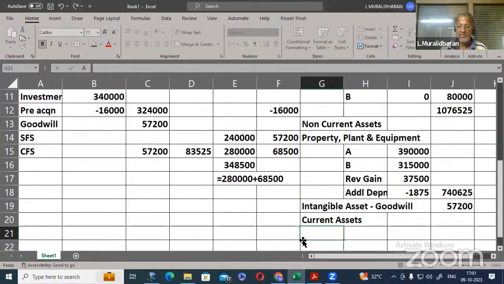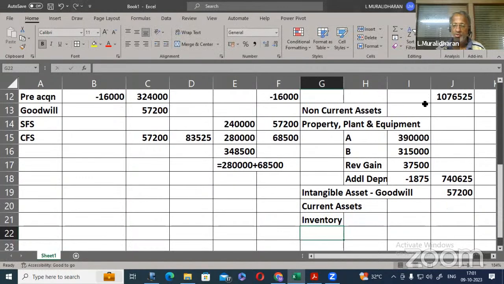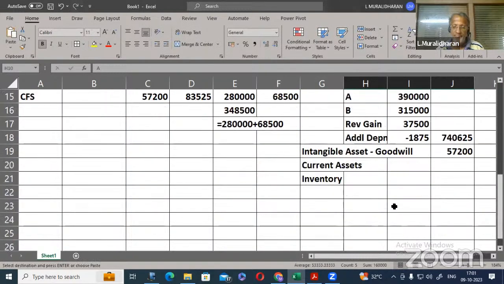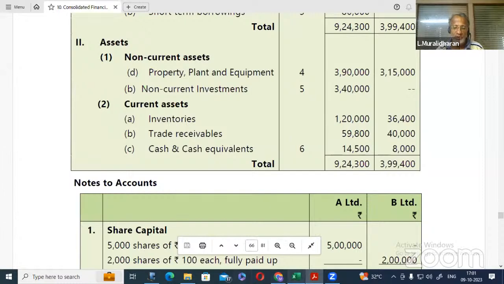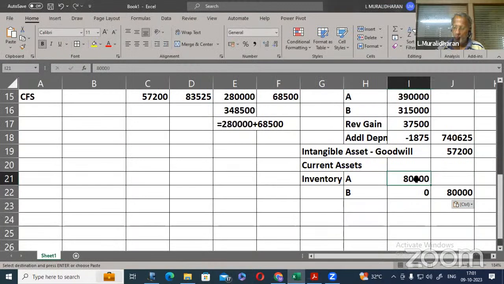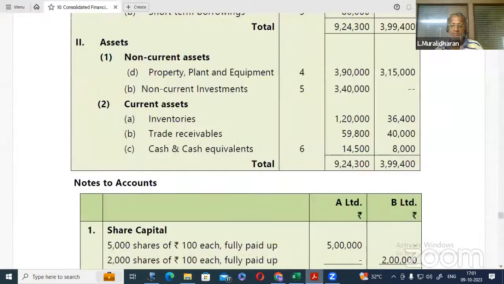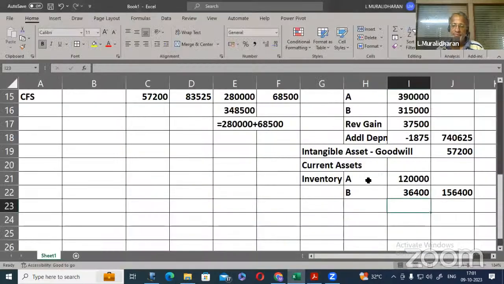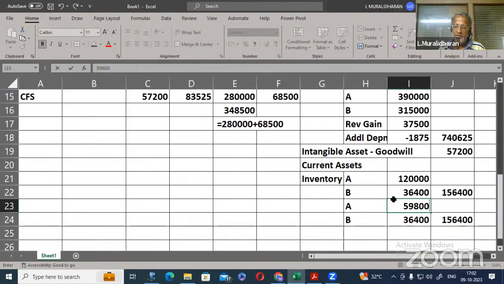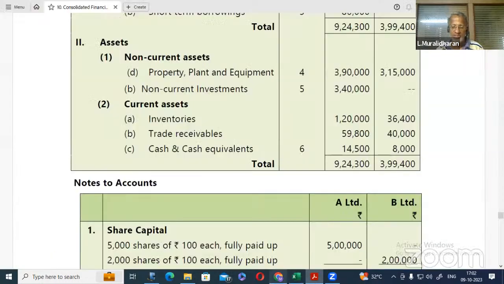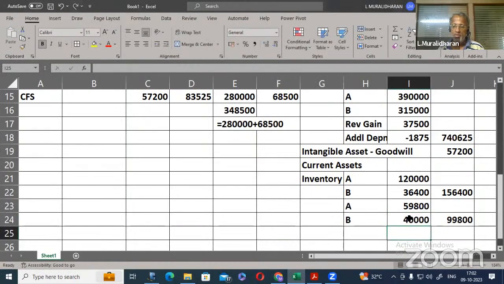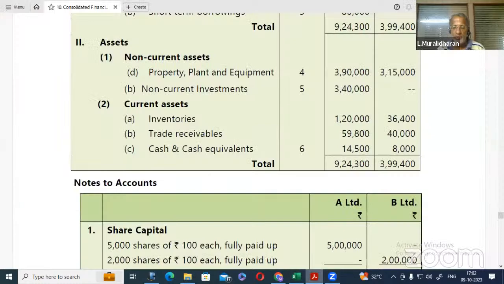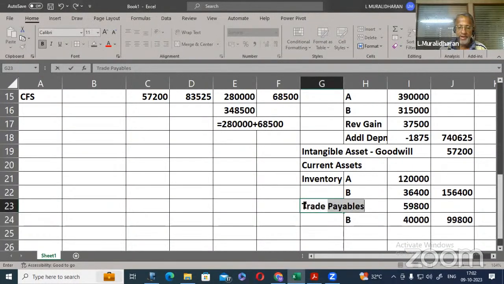Current assets, inventory. Under that, you have this setup, because absolutely there is no problem, we have 120,000 and 36,400. Then 59,800, and the other one is 40,000. Yes, 40,000, against trade receivables.